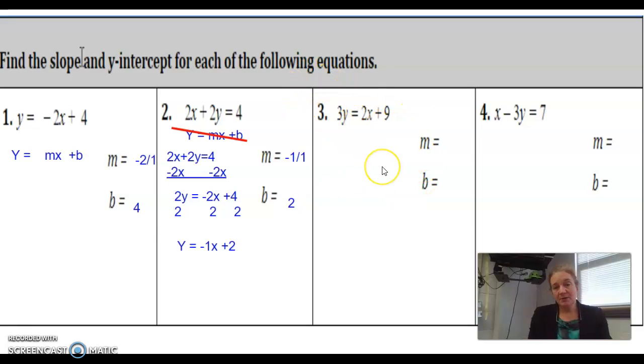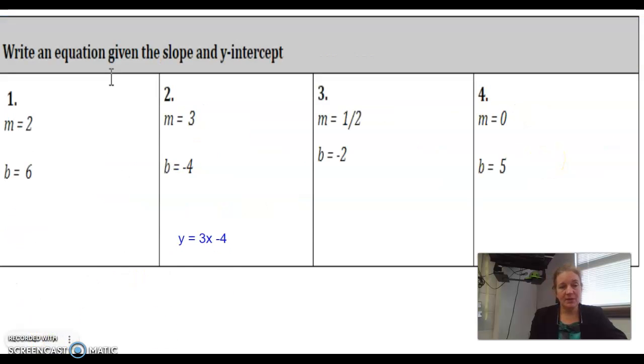For this one right here, to solve this one, you're going to get y by itself, you need to divide everything by 3. Okay? And for number 4, you're going to have to get rid of your x first, then divide by -3, right? You're going to end up with -3y equals something. Divide by -3, and it's not going to be a pretty y-intercept. You're not going to have a whole number.